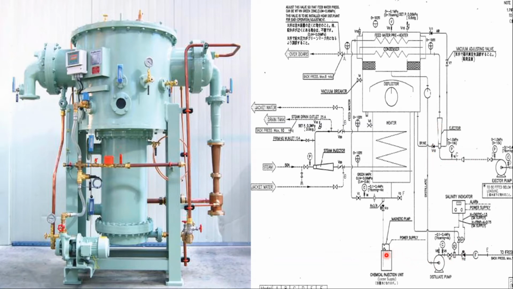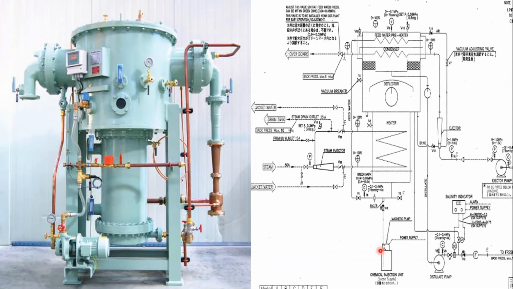And here you can see one more thing, that is a chemical injection unit. We need to feed a chemical to prevent scaling in the freshwater generator. You can see here, this is the unit. I think I have covered almost all things.